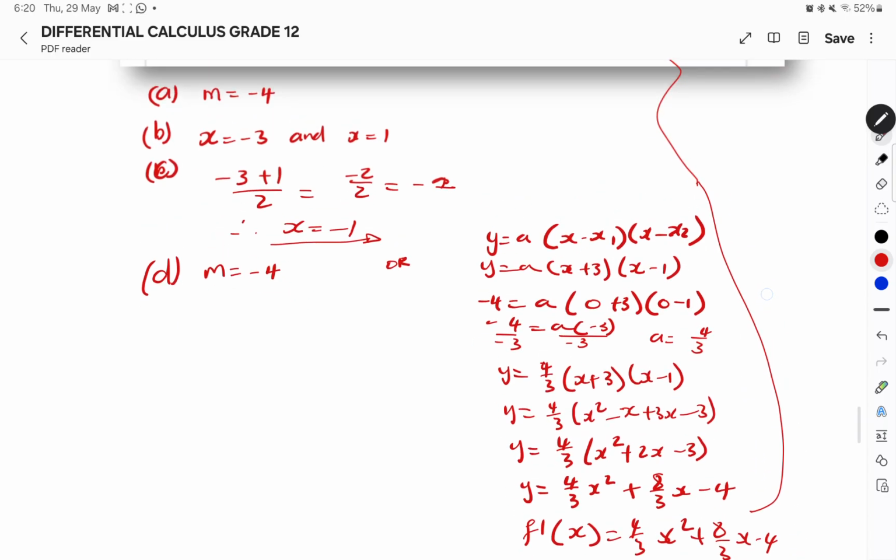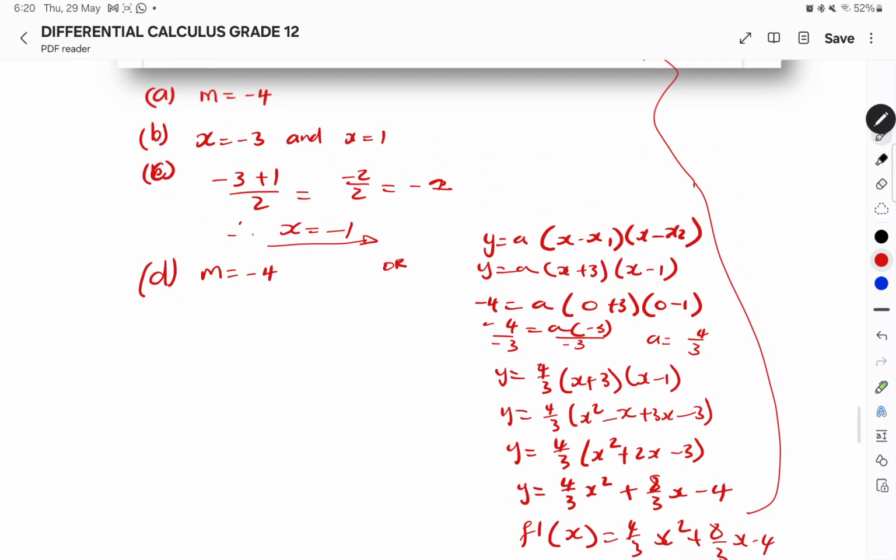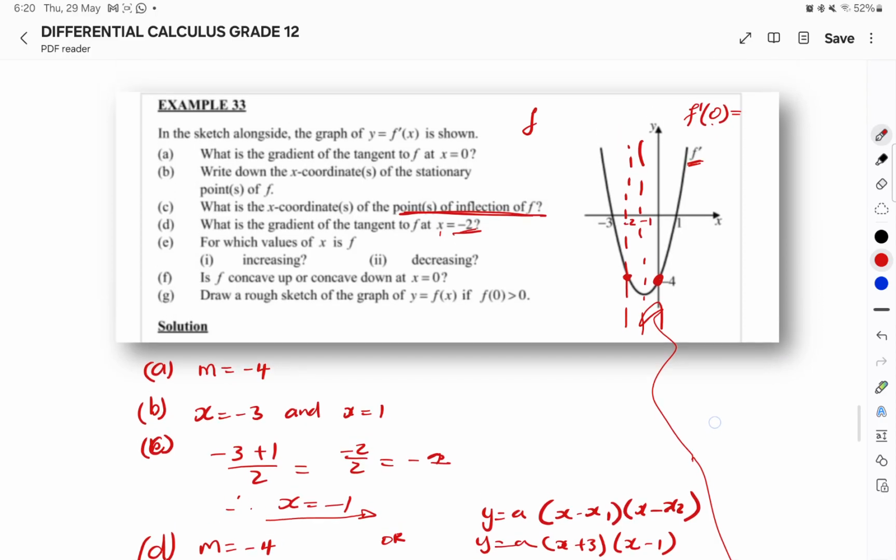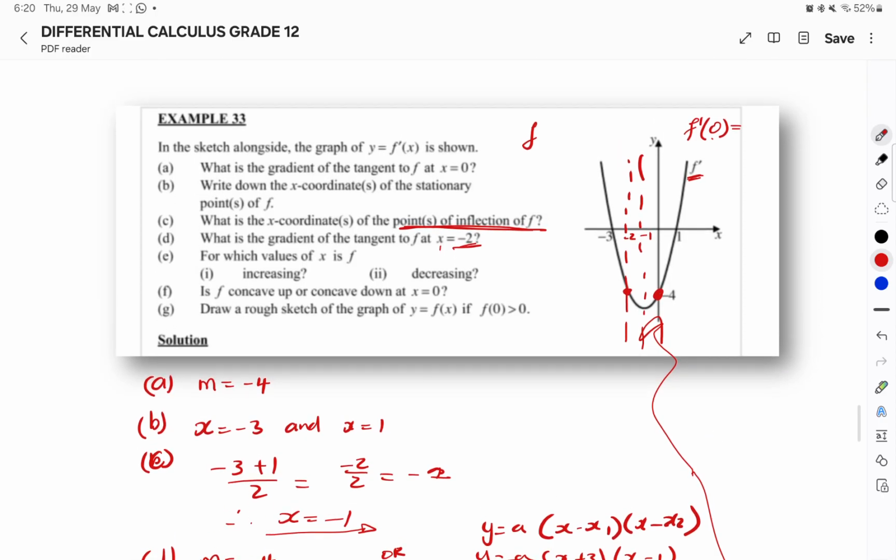So you see, getting the equation and substituting that point to find the gradient can take you so long, when you can just, because of the axis of symmetry, put a straight line where you think minus 2 could be, and the gradient will definitely be negative 4. We move on now.